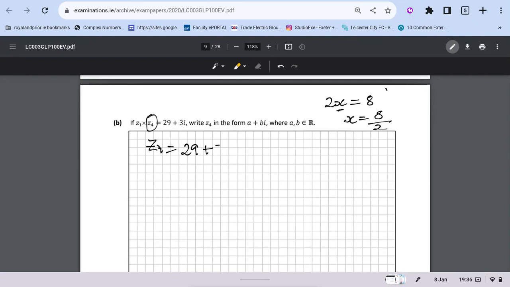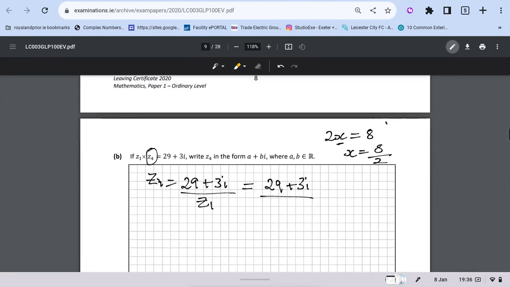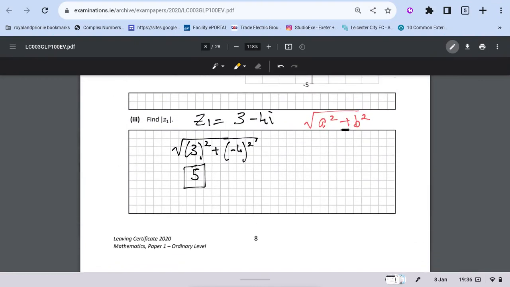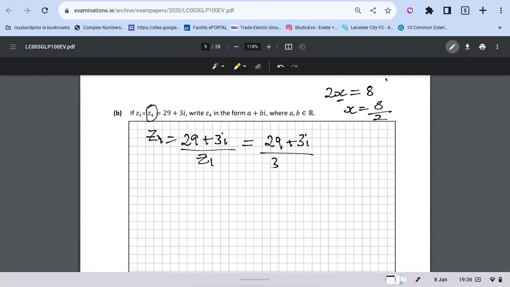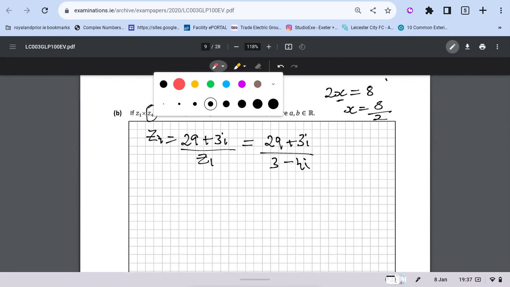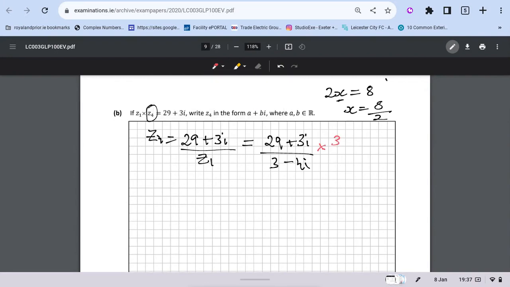So it's 29 plus 3i over Z1. Now I know Z1 because it's given to me in the question. What was it? 3 minus 4i. And now when I'm doing division, what I've got to do is multiply top and bottom by the conjugate of the bottom. So the conjugate of the bottom just means change the sign of the imaginary bit. So multiply top and bottom by 3 plus 4i.